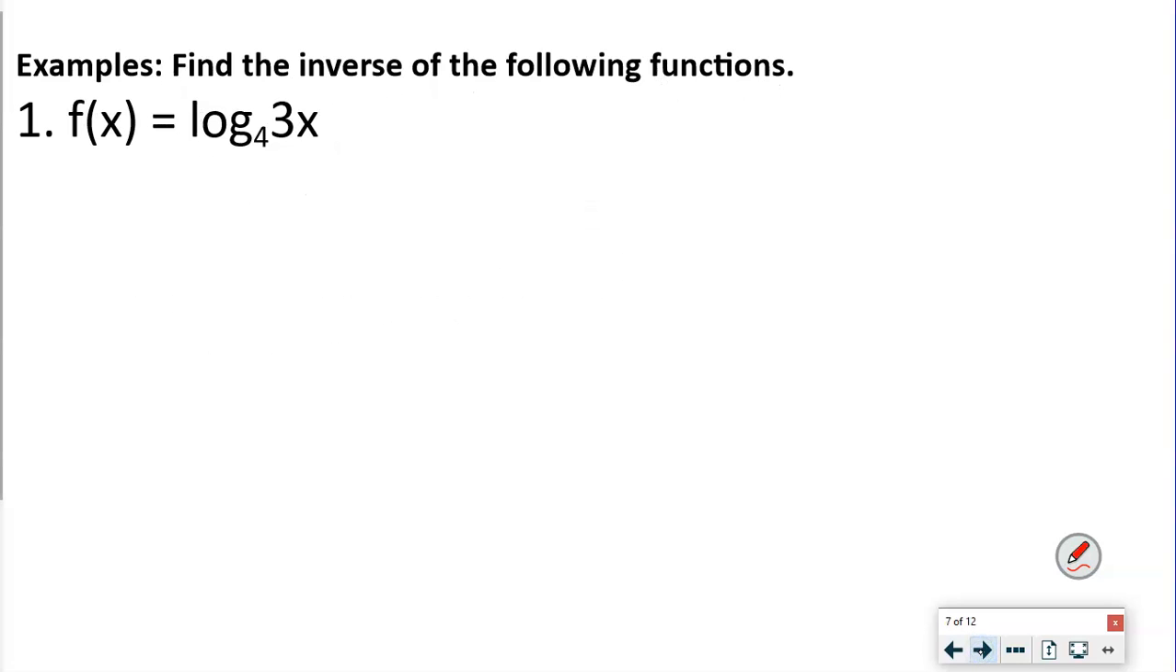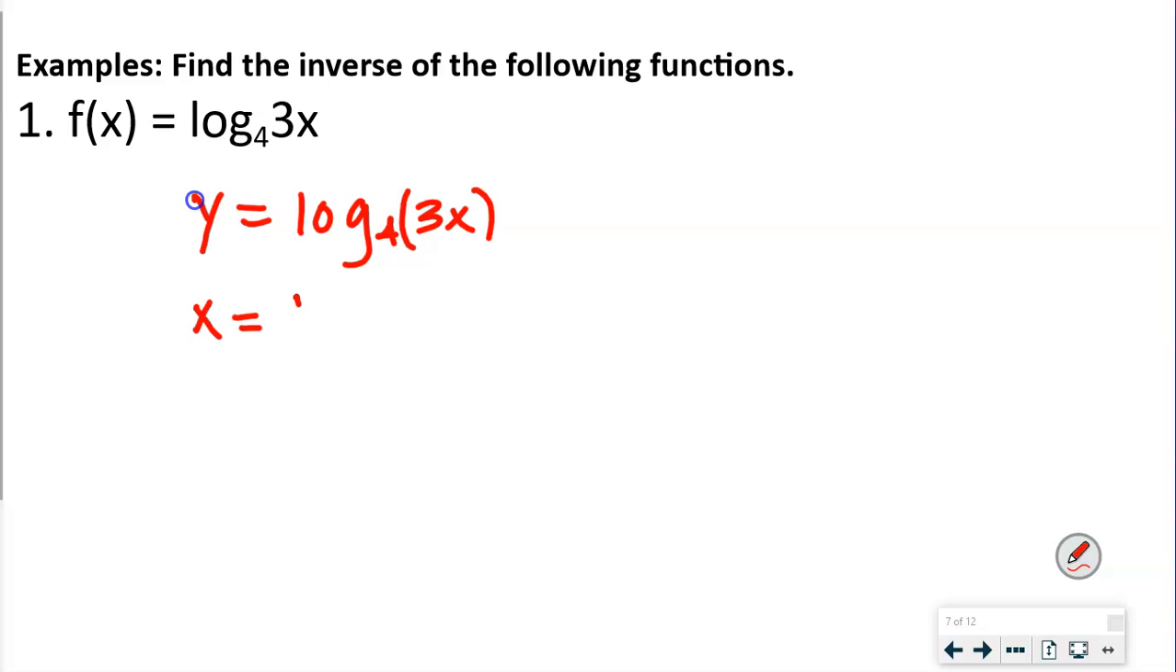So now we're going to work some of these together, okay? Our first step is going to be to replace the f of x with the y. That's what we did with the last one too. I'm going to put this in parentheses, okay, because it's together. Then I'm going to swap the x and the y. So this is going to be x equals log base 4 of 3y. Now my next step would be to put it in exponent form so we can get the y by itself. So we're going to take our base, 4, and our exponent, x, and we're going to set that equal to this over here, which is 3y.